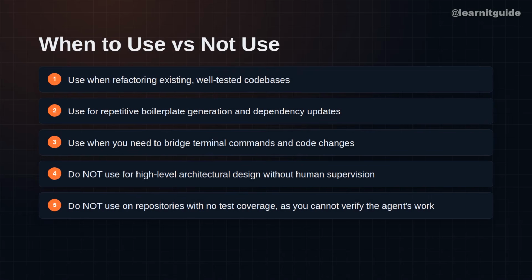Use this tool to amplify your velocity on existing, tested code. It is a force multiplier for maintenance and refactoring. However, do not treat it as a replacement for human oversight in architectural design. And, critically, if you do not have unit tests in your repository, do not use the agent to make major changes, because you will have no automated way to catch the mistakes it might introduce.